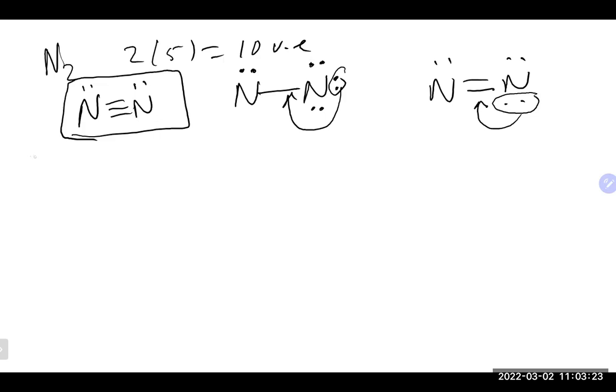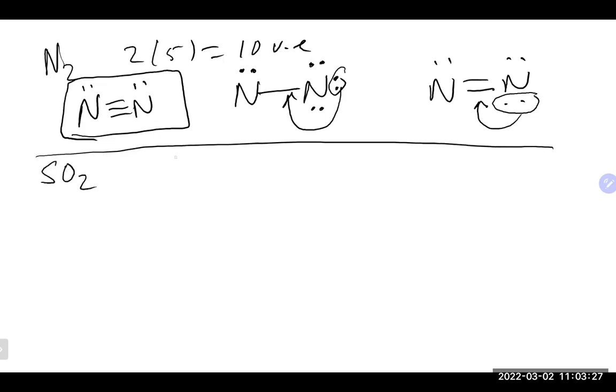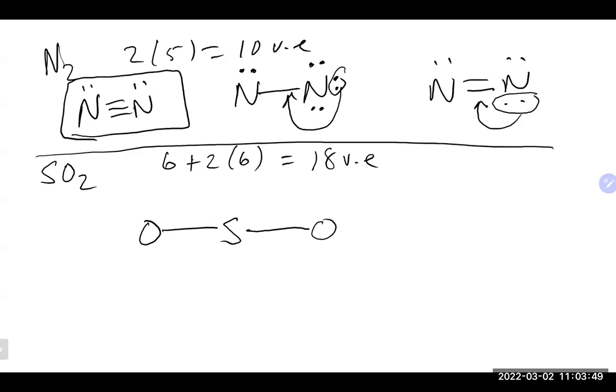All right, lastly, I think we had on the list there was SO2. SO2 is 6 for the sulfur, 2 times 6 for the oxygen. That is 12, 18 valence electrons. Here, the sulfur should go in the center. The oxygen should go on the outside here. And we're going to do our same thing. We're going to make a single bond. That is 2 and 4 electrons.